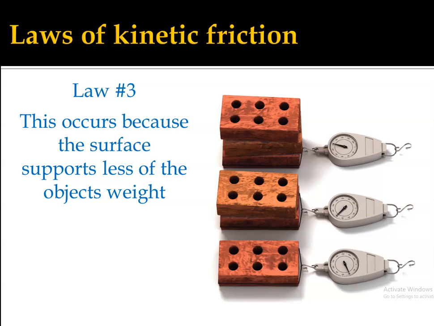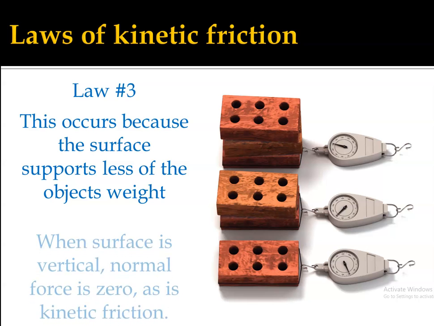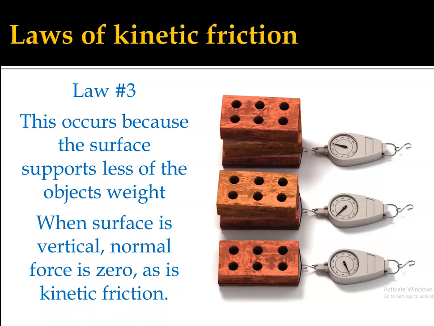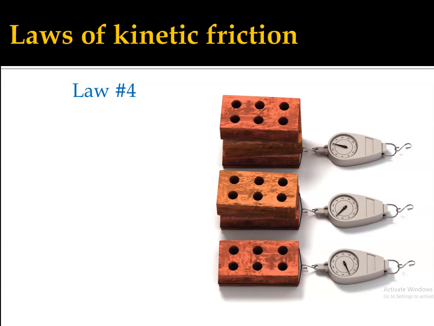So the reason why we see the force of friction being reduced as you see an increased incline is because the surface supports less of the object's weight. And when the surface is vertical, guess what? The object's in free fall. The normal force is 0. The object is in free fall, and the kinetic friction is also 0.